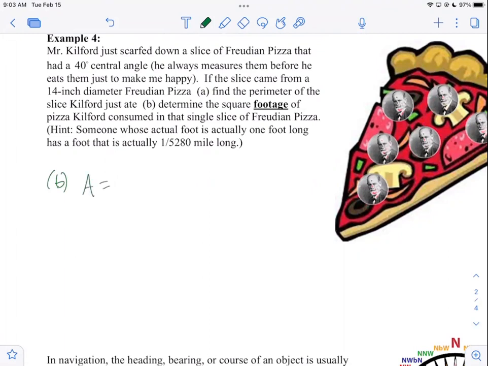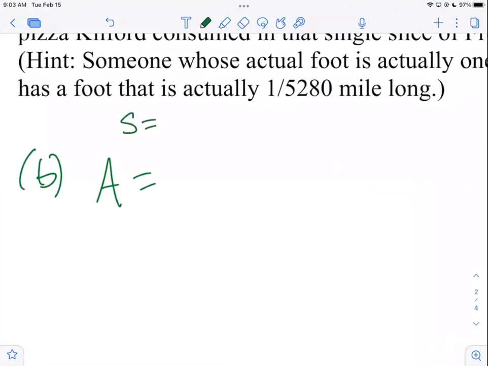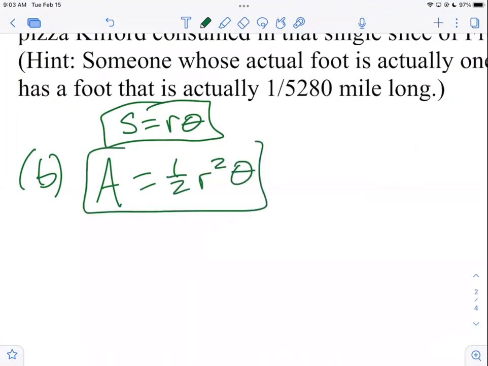So remember the formulas that you're going to need to know that I'm not going to give you are S equals R theta. That's what we did on the warm up. And then the area of a sector is 1/2 R squared theta. I'm not going to give that to you either. And in both cases, theta is measured in radians. So we're on part B.